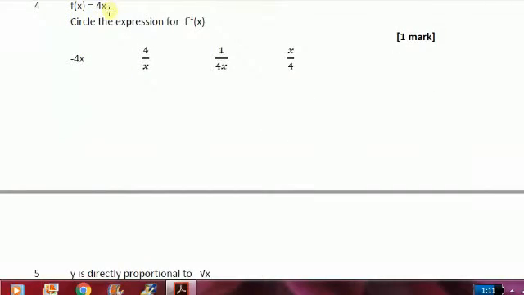F of x equals 4x. Circle the expression for f minus 1 of x. F of x equals 4x. That just means you're multiplying by 4. That's what that function does.